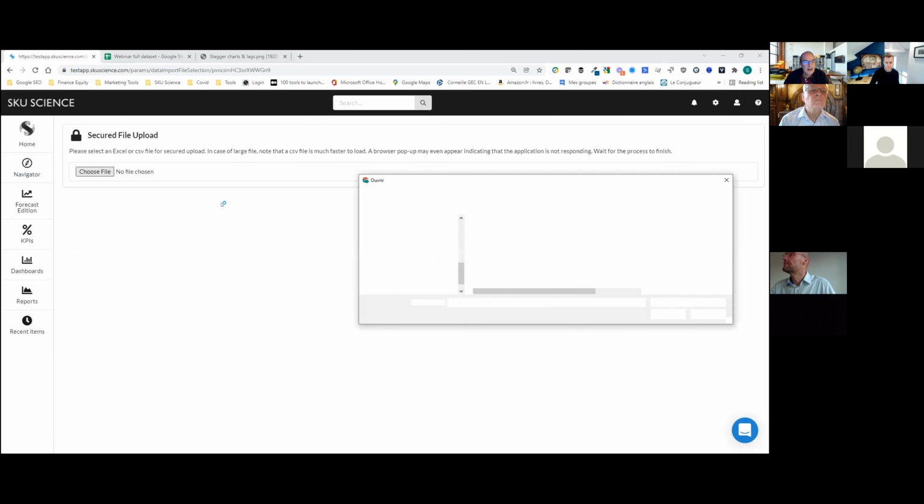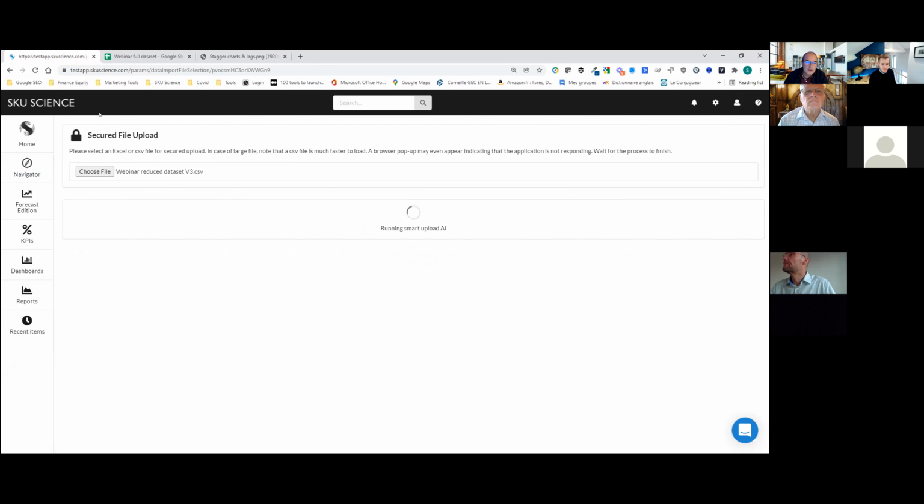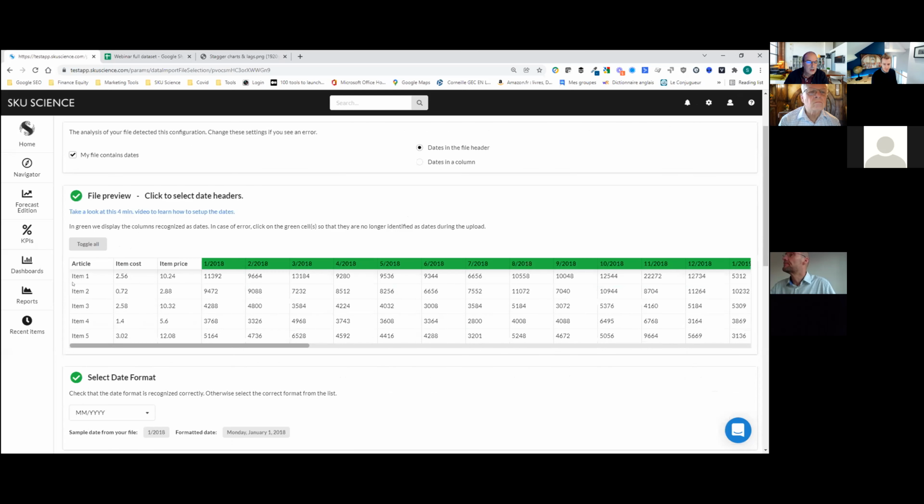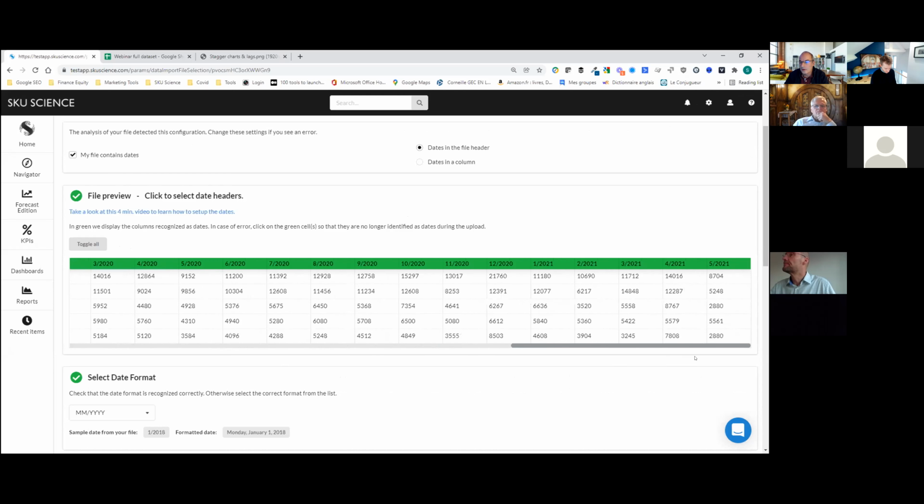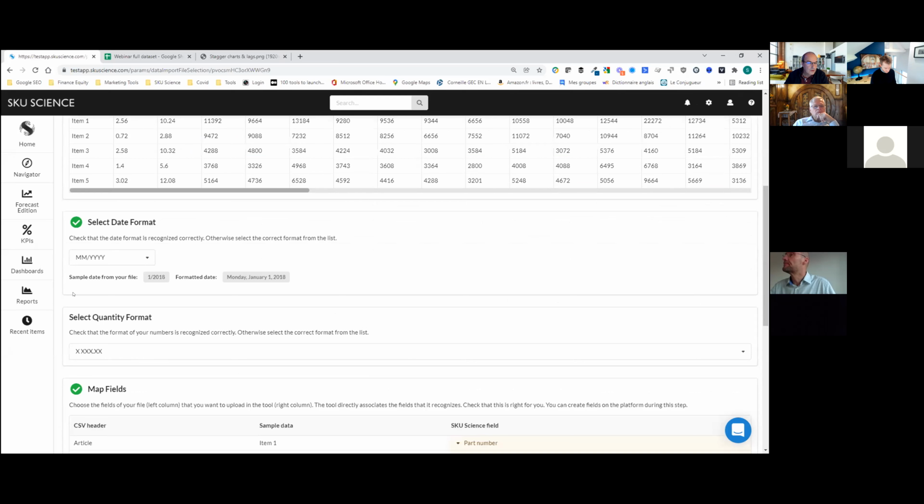So I will select the file, and first the tool starts to analyze the file. It's a basic CSV or Excel spreadsheet. As you can see, my file is kind of basic. It contains 99 articles. They have a unit price associated to them, so a cost and a resale price. And we have data for basically 3 years and a half, from January 2018 up to May 2021. The tool automatically detects the format of the dates and also the quantity format.